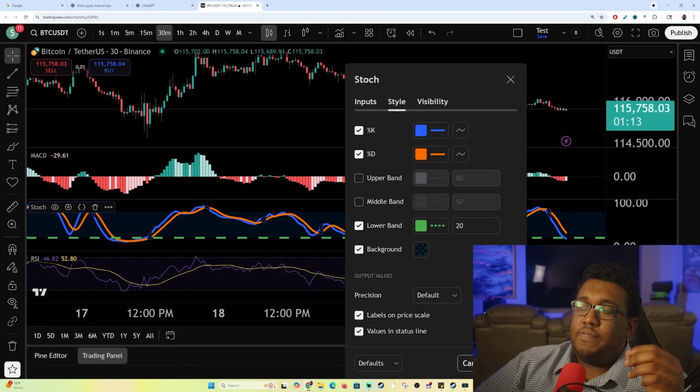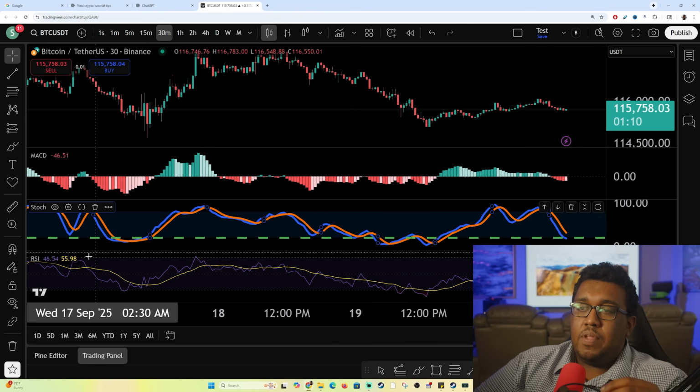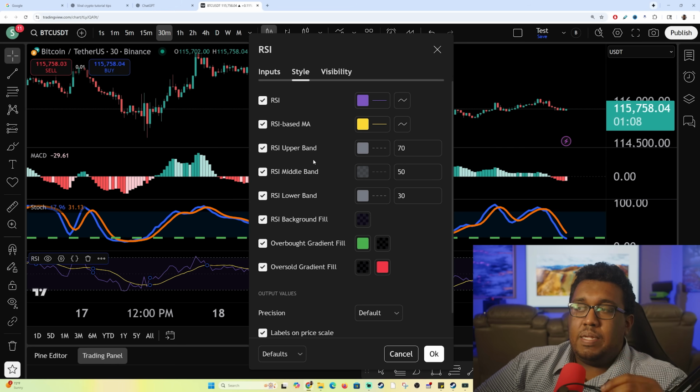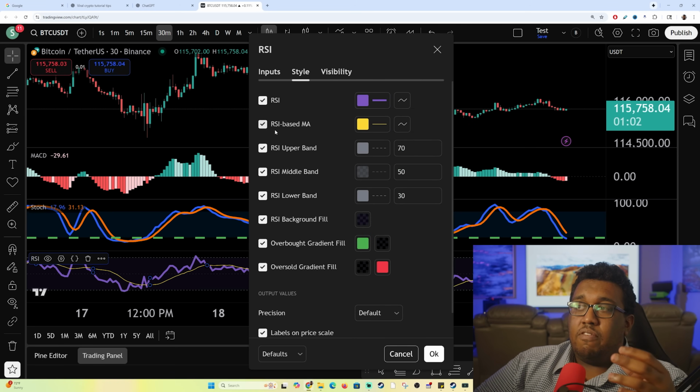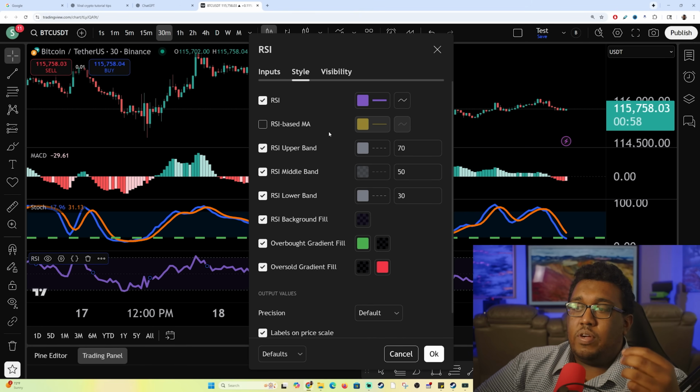Okay, so after that, you guys are going to go over to OK, and then we're going to be changing up the RSI a little bit, but not too much here. First, for the RSI for Style, make the purple line larger. Get rid of the RSI based MA. You do not need it right now. You do not need it whatsoever.